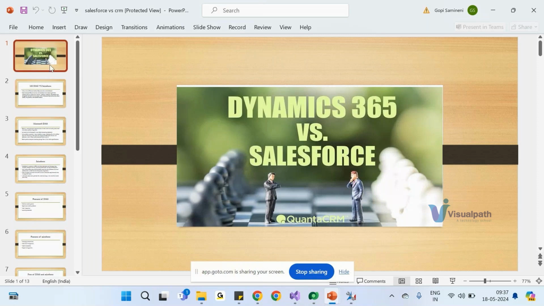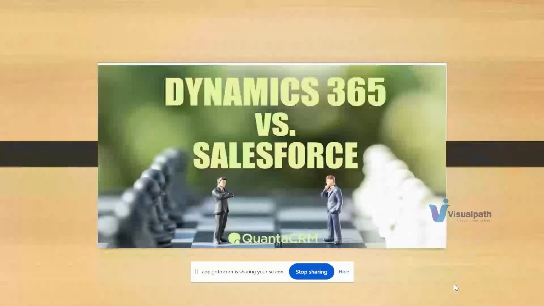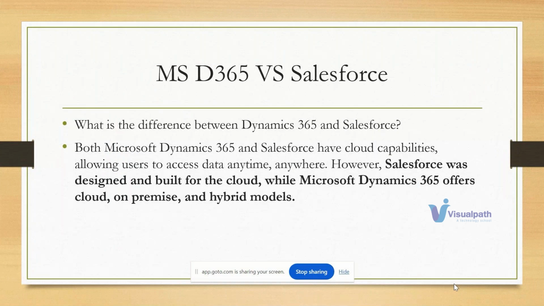Dynamics 365 and Salesforce both have online capability, that is, both have a cloud. So what does a cloud mean? A cloud means a database with which we have our data online, which is usable to store your data online.